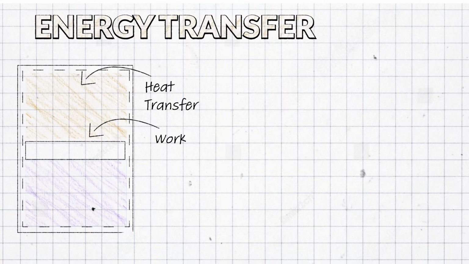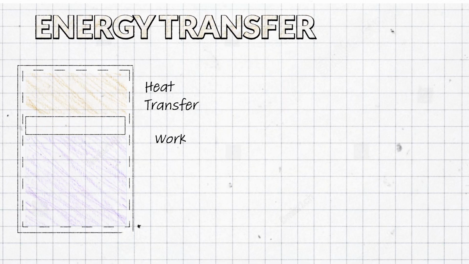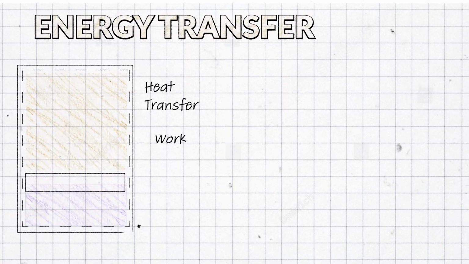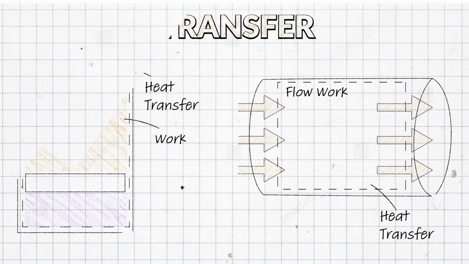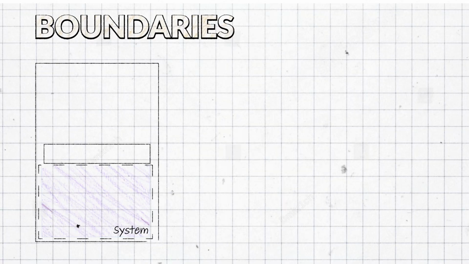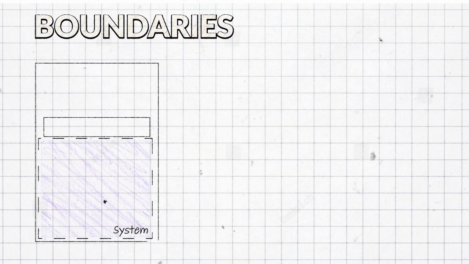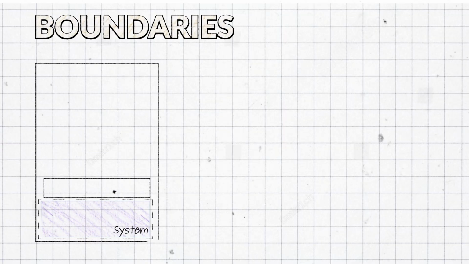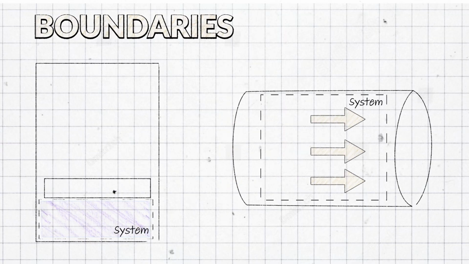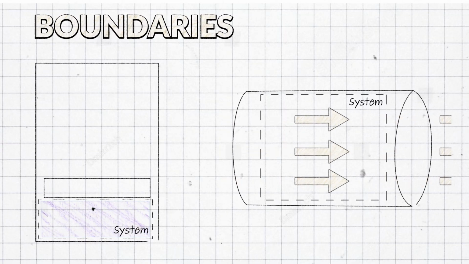What about energy transfer? In both systems, you can have heat and work interactions across the boundary. But for control volumes, there's an extra piece, flow work, the energy carried by the moving mass itself. Now let's talk boundaries. A control mass has a fixed amount of matter. The boundary might move like a piston, but a control volume has a fixed region in space, like a segment of pipe or a pump housing, while the contents flow through it.